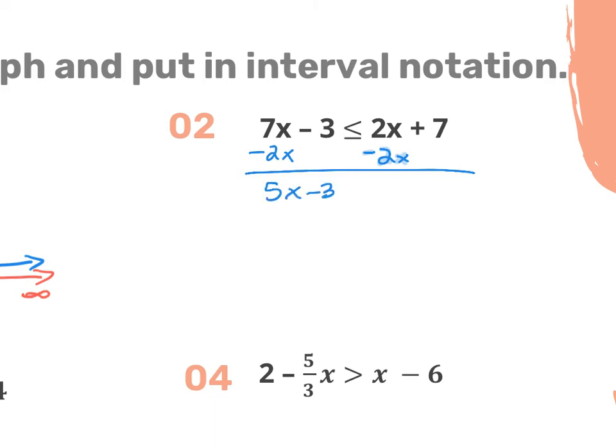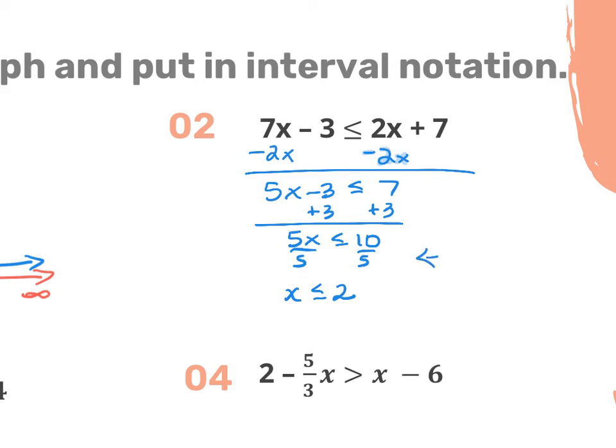5x minus 3 is less than or equal to 7. Add 3. 5x is less than or equal to 10. Divide by 5. And x is less than or equal to 2.